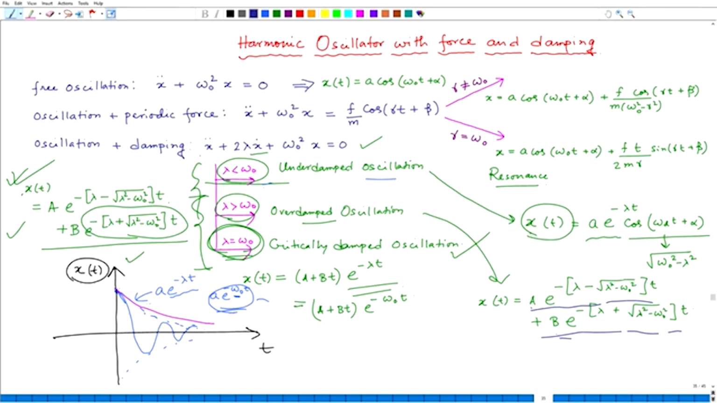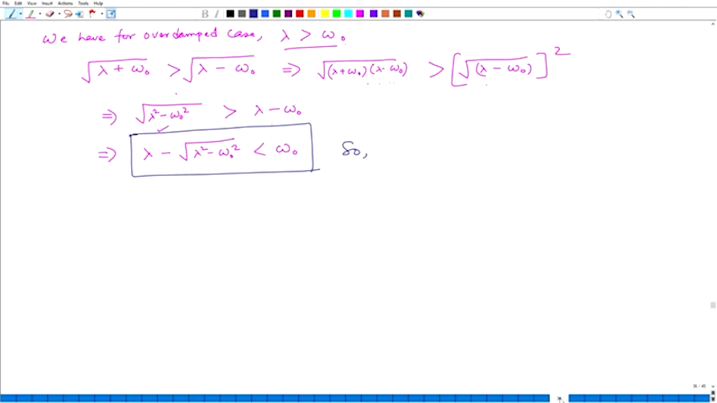Now, this part, which is much greater than lambda, falls off very quickly. So the term which actually survives, and which can be compared to the surviving part of the underdamped and critically damped oscillation, is the first one. And we have shown that this thing, lambda minus root over lambda square minus omega 0 square, is actually again less than omega 0.